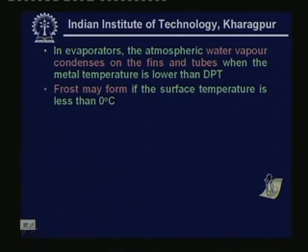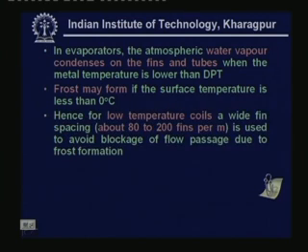And if the surface temperature is less than 0 degree centigrade, then frost also may form. That means whatever liquid condenses, it will also freeze if the surface temperature is lower than 0 degree centigrade. This happens in domestic refrigerators and all. You must have seen the evaporator of domestic refrigerator being covered with a thick layer of frost, because the evaporator operates at a temperature much lower than 0 degree centigrade in a domestic refrigerator.